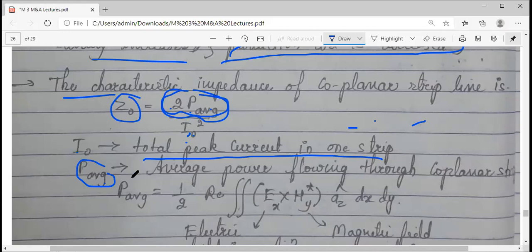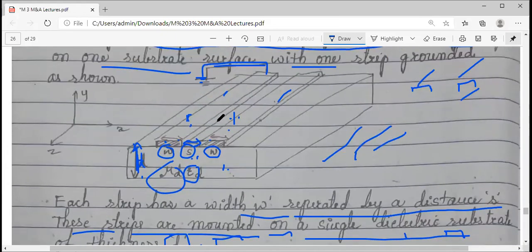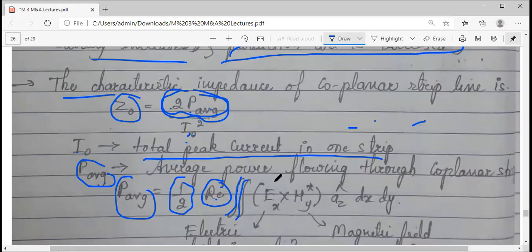So how can you get this P average? It is half of the real term. It is only for the real, as we have got the complex element, so consider only the real part. You have both the fields existing here. When we come across the strips, whatever electric fields and magnetic fields exist, because the wave is propagating in TEM mode, we have seen quasi TEM mode, so both the fields exist. Because of this, we have to consider the Poynting theorem.